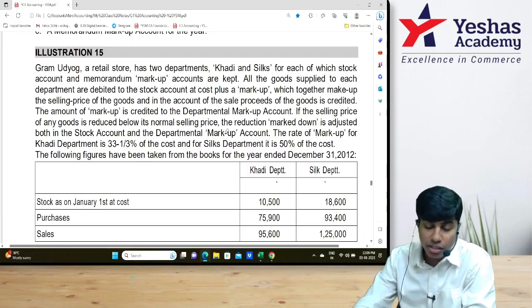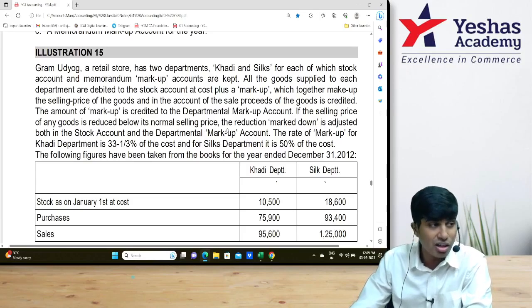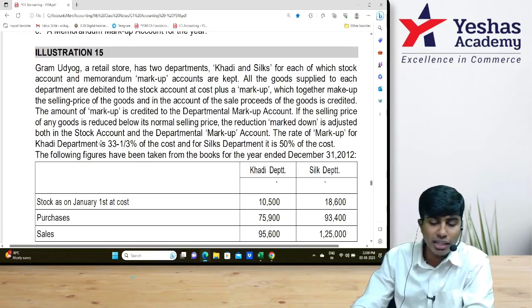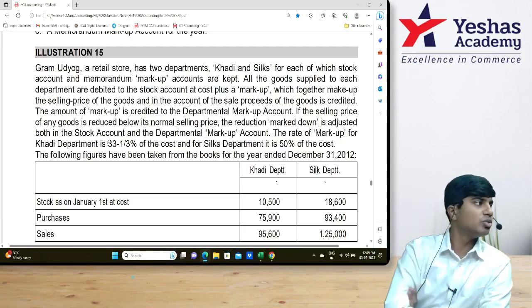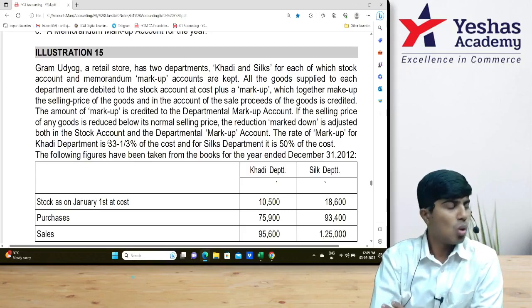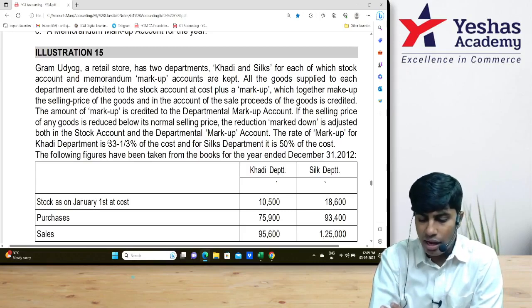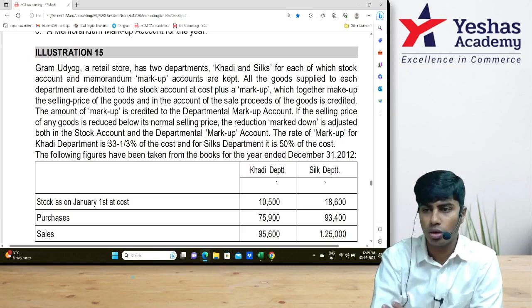Then, interestingly, the question starts from here. The rate of markup for khadi department is 1 by 3 on cost. This is important. Underline this. It is 1 by 3 on cost. And for the silk department, it is 50% on cost. 50% is 1 by 2 on cost.